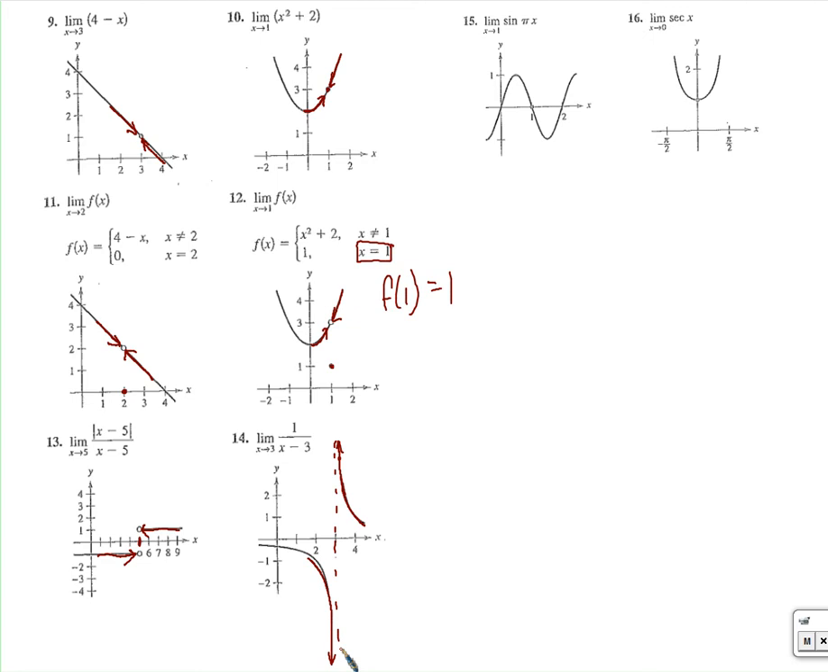Okay, for this guy, x approaches 1. We've got to find our x value. This is our x value. As I come from the left, I get closer and closer to a y value of 0. And from the right, 0. Okay, come over here, x approaches 0. We're coming in from the right, we're coming in from the left, we're getting closer to 1.